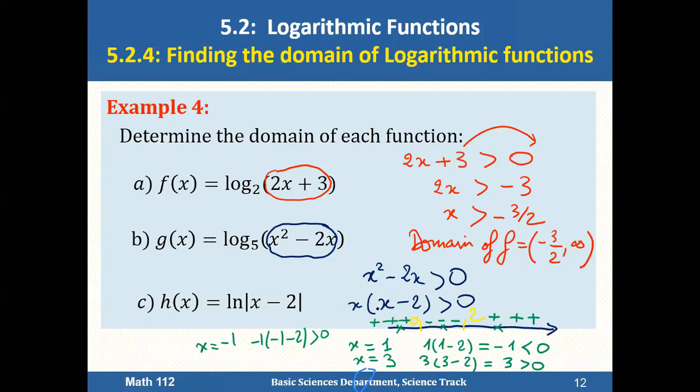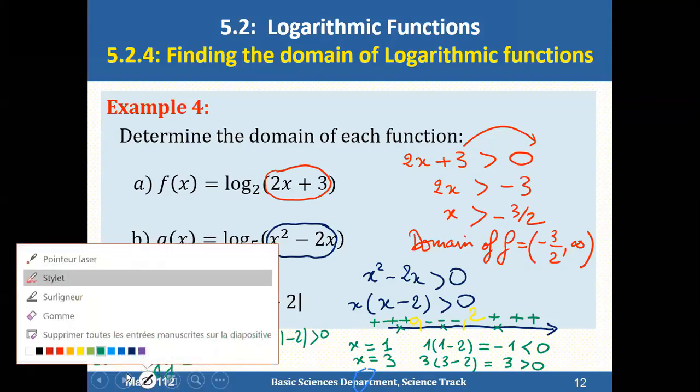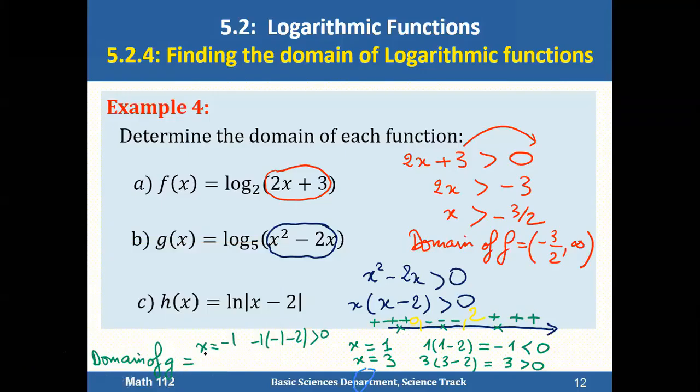So finally, what is the domain of g? From minus infinity to 0, union from 2 to infinity, both open. So (minus infinity, 0) union (2, infinity). Here and here, we need to see where it is plus.